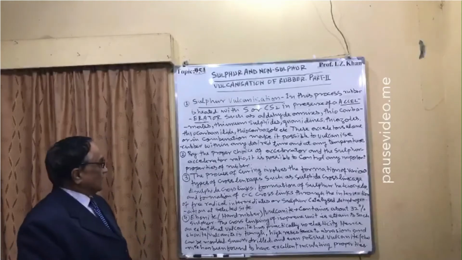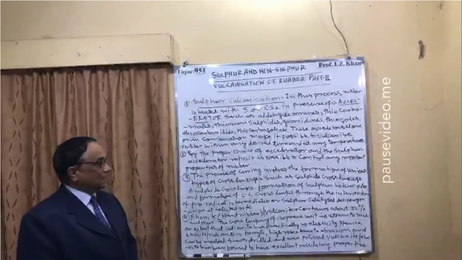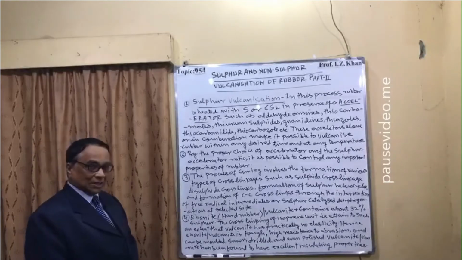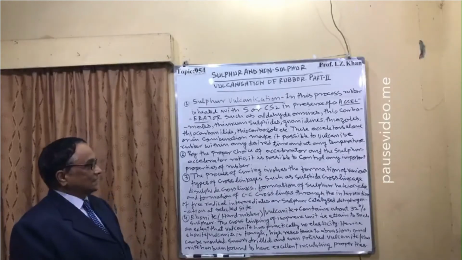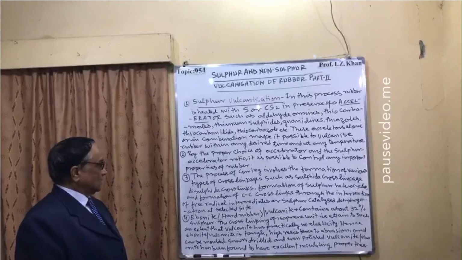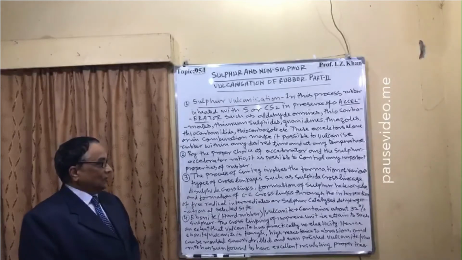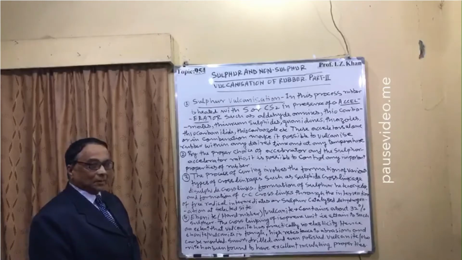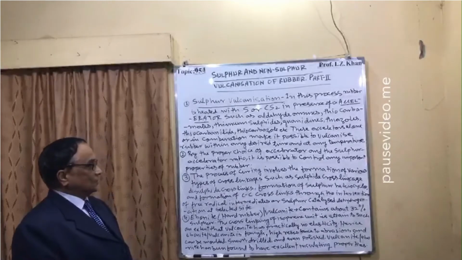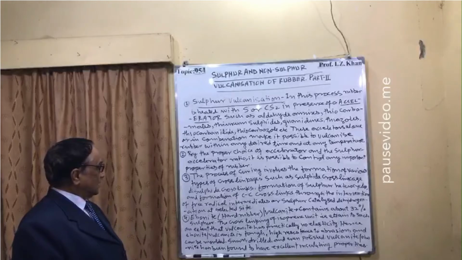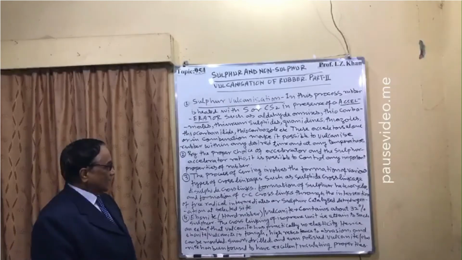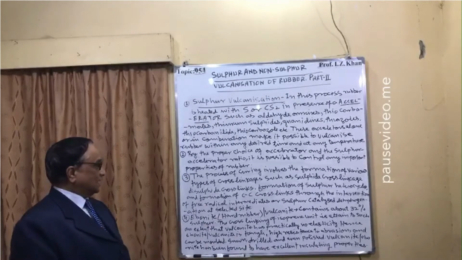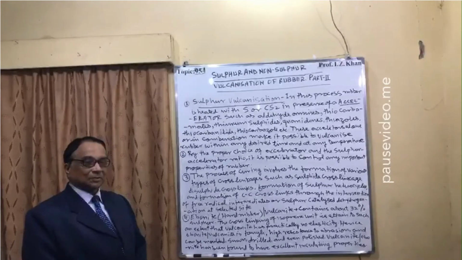Number three, the process of curing involves the formation of various types of cross linkage, such as sulphide cross linkage, disulphide cross linkage, formation of sulfur heterocycles, and formation of carbon-carbon cross links through the intervention of free radical intermediates or sulfur catalyzed dehydrogenation at selective sites.